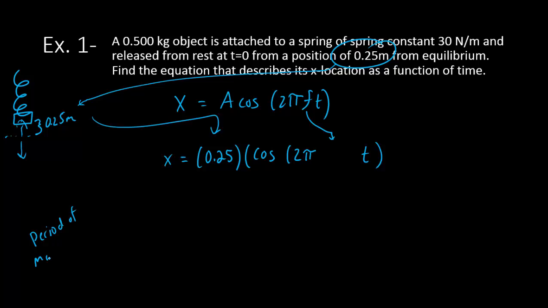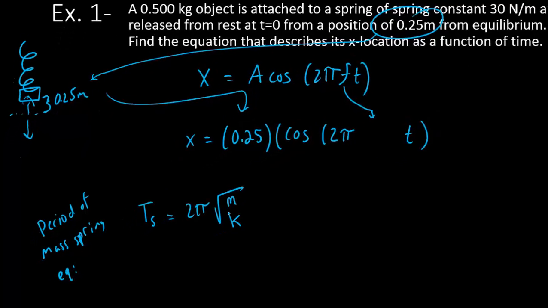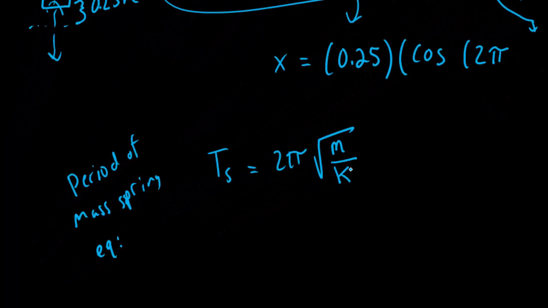Okay, so the period of a mass spring equation. This equation is going to be T_s, exactly how you see it on your equation sheet, 2 pi times the square root of m over k, where m is the mass. And so we want to find the frequency of this system.